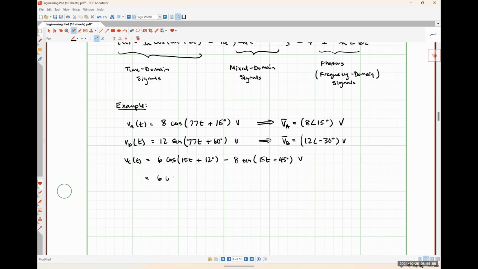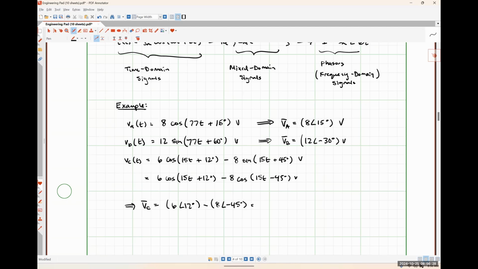So I'd change this to 6 cosine 15t plus 12 degrees minus 8 cosine 15t minus 45 degrees. And then that means that our phasor voltage VC would simply be 6 angle 12 degrees minus 8 angle negative 45 degrees.